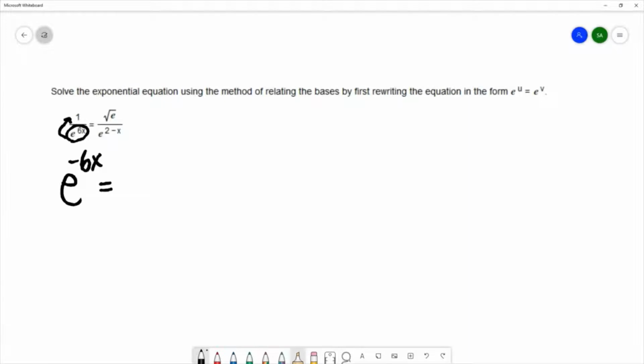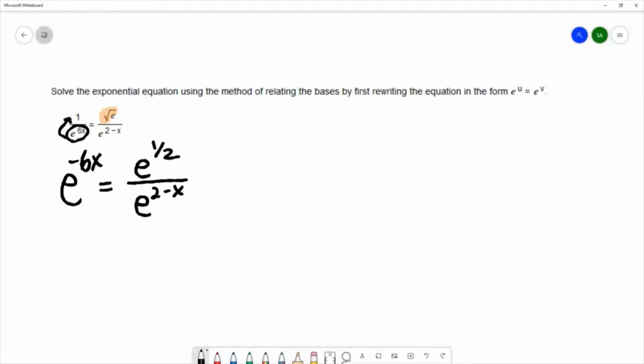On the right-hand side, we have a radical. We need to keep in mind that radicals can be written as fractional powers. This radical is a square root, and we would write that as e to the 1/2 power. In the denominator, there's no simplification needed at the moment. We'll leave that as e to the 2 minus x.